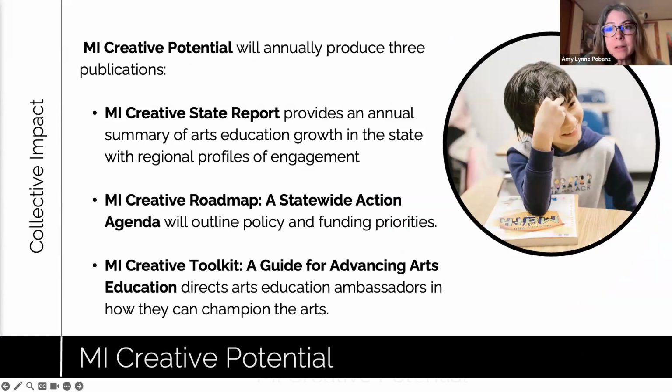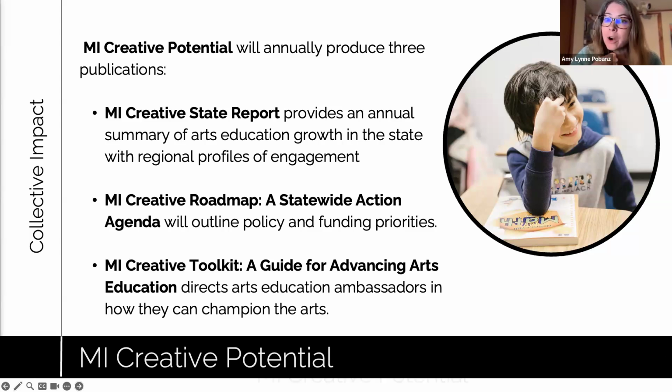Everything that we do then aligns with that work. So we are talking in a common language with people at the state level. We produce three publications, which are pretty fascinating, and I'll share some really quick tips from some of them for you today. So one is the My Creative State Report, and we were able to produce the first one since 2011 last year, and we are working on annually producing this.